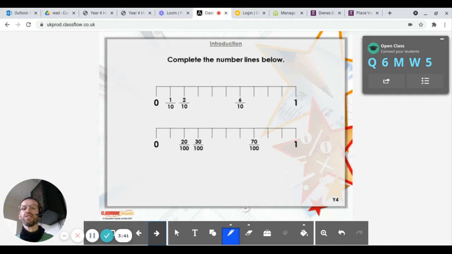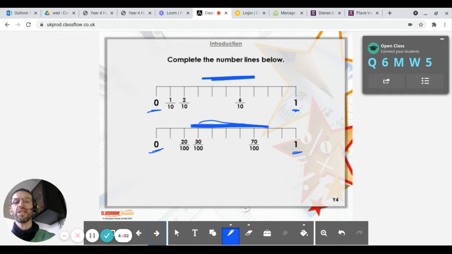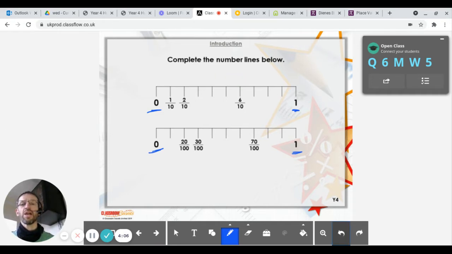Okay, we have some number lines and the question is asking us to complete the number lines below. So how would you complete the number lines? We can see that the number lines start with 0 and they go to 1. Both of them start at 0 and they go up to 1. So anything in the middle around here is going to be less than 1. Yeah, anything along here in the number line, they're all less than 1. So how do we complete them? Let's look at the pattern.